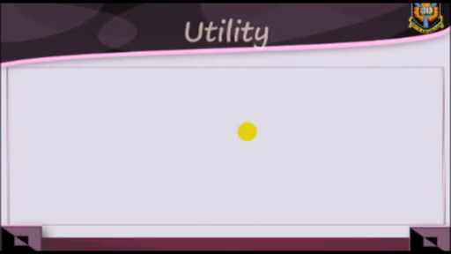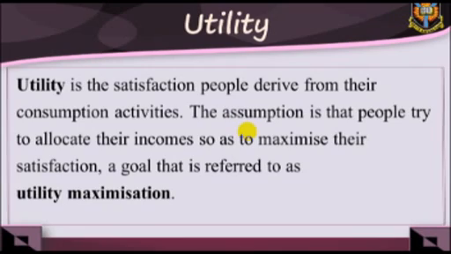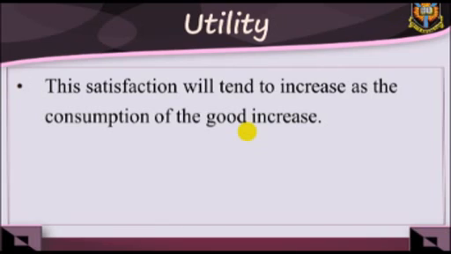Utility is the satisfaction people derive from their consumption activities. The assumption is that people try to allocate their incomes so as to maximize their satisfaction, a goal that is referred to as utility maximization. This satisfaction will tend to increase as the consumption of the good increases. The summation of all the satisfaction that a consumer derives from the consumption of a good is known as total utility.